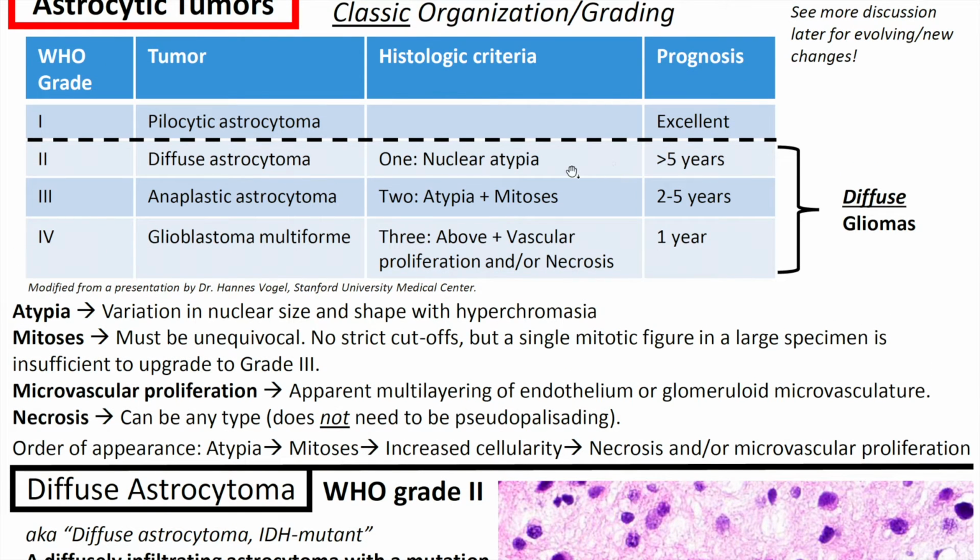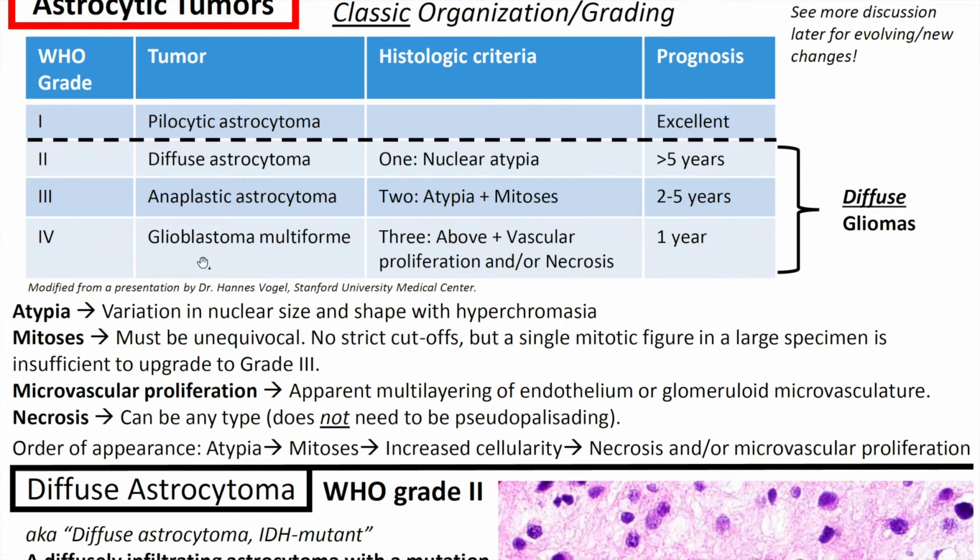All right, next up, moving on, we've got astrocytic tumors. So the classic organization and grading for astrocytic tumors, you have the WHO grades 1 through 4. WHO grade 1 is a pilocytic astrocytoma with an excellent prognosis.